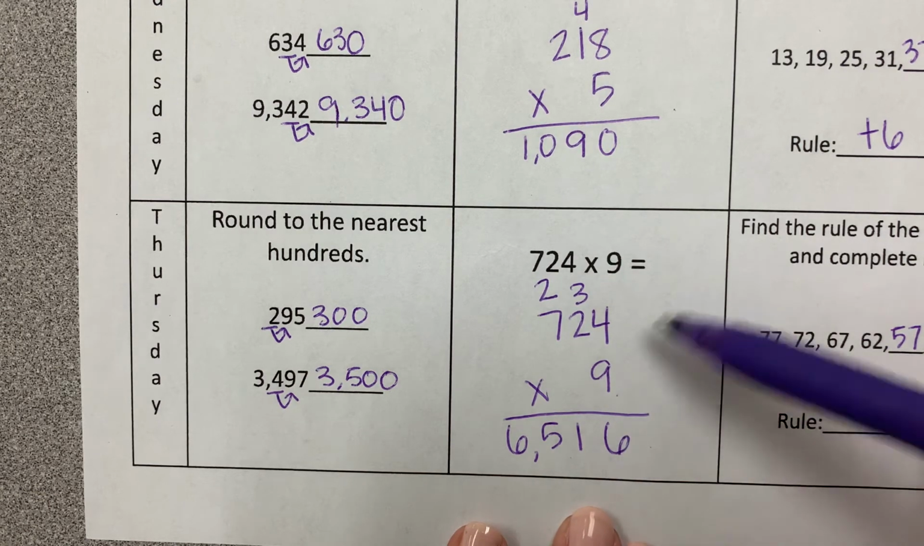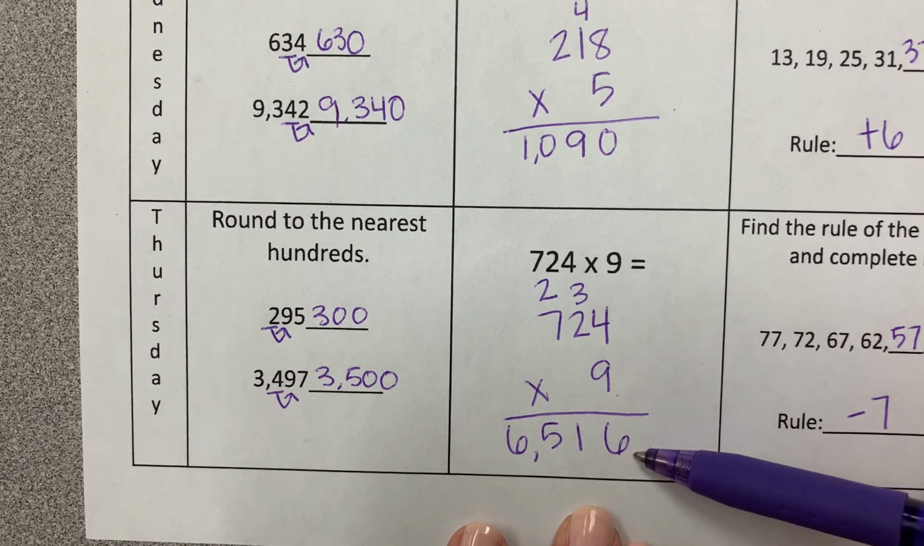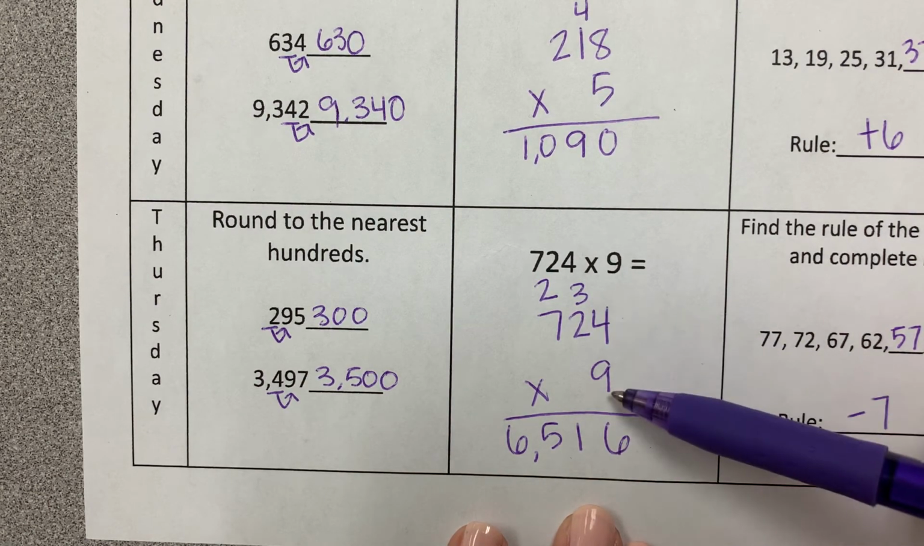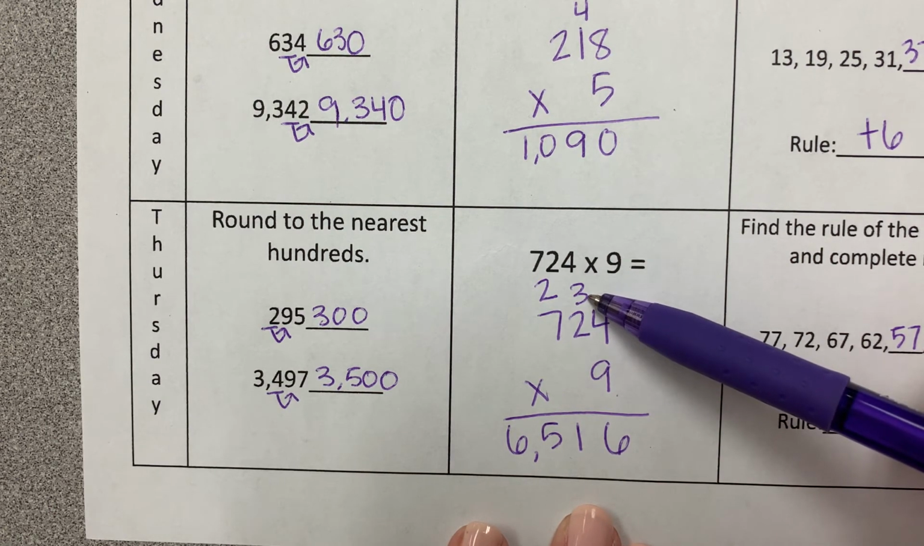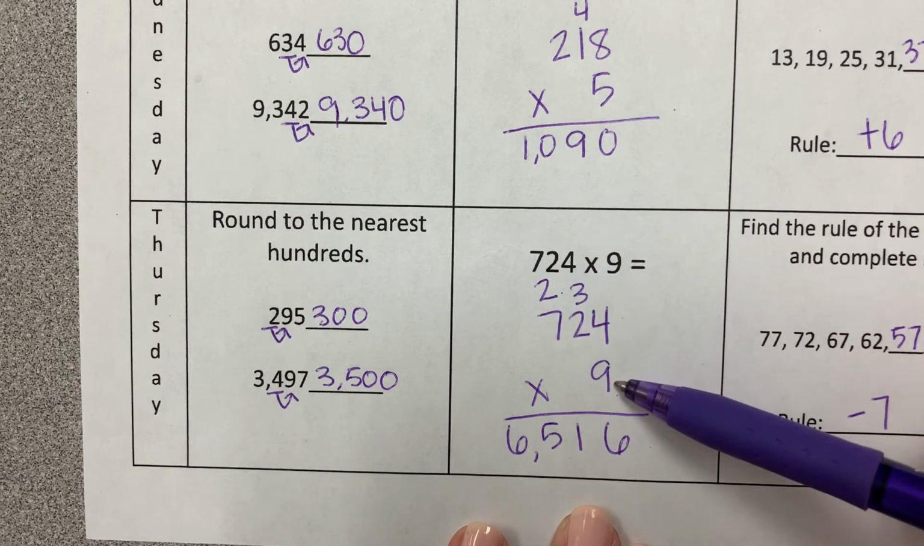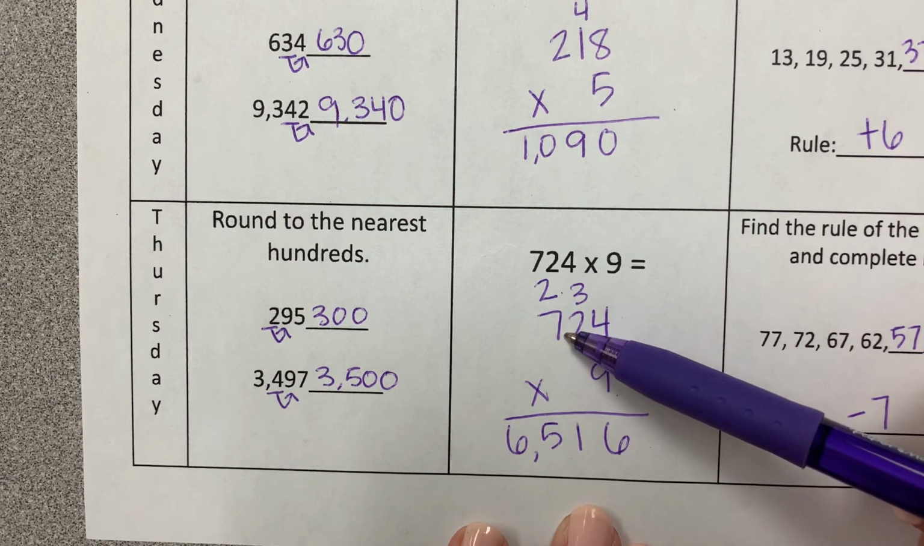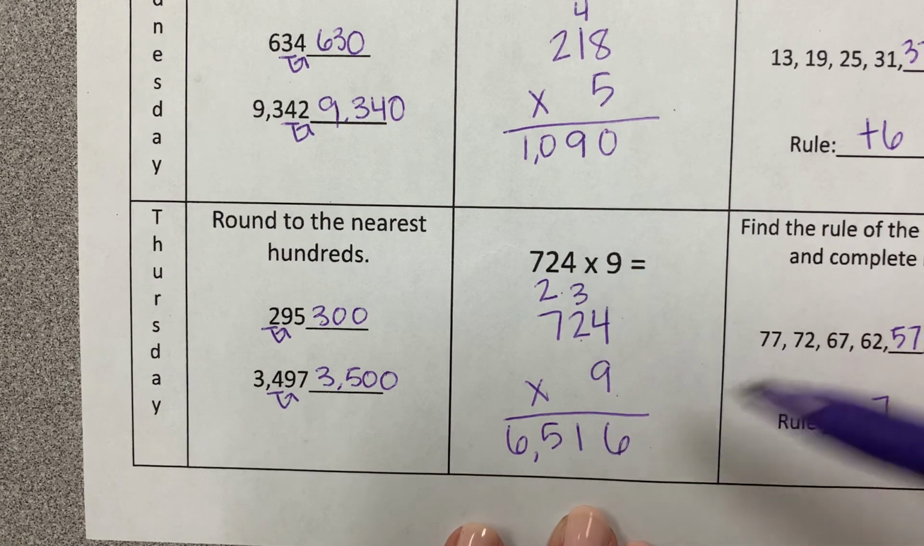724 times 9. 4 times 9 is 36. Carry my 3. 9 times 2 is 18, plus 3 is 21. Carry my 2. 9 times 7 is 63, plus 2 is 65.